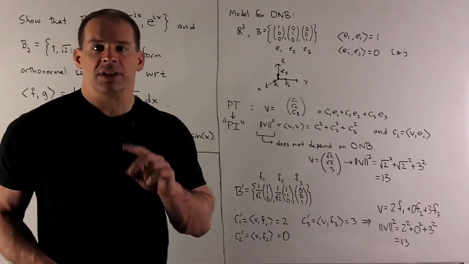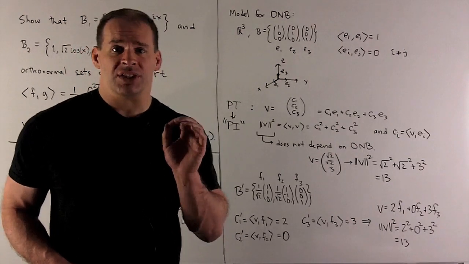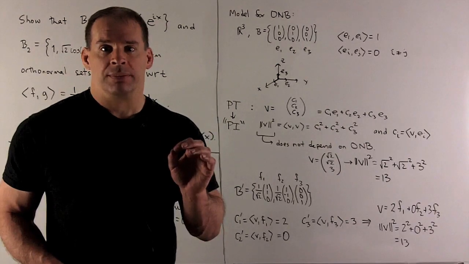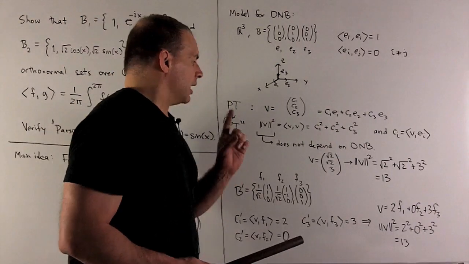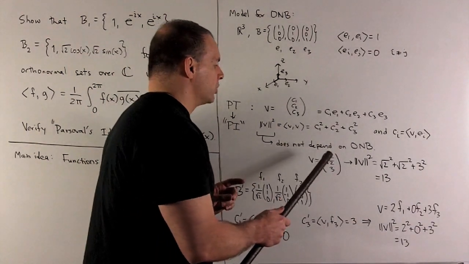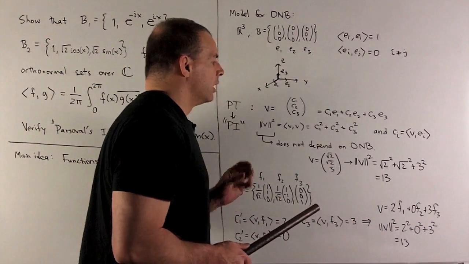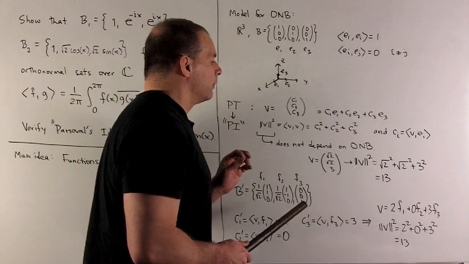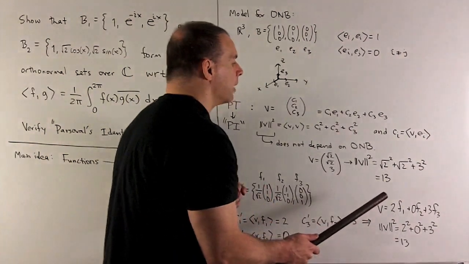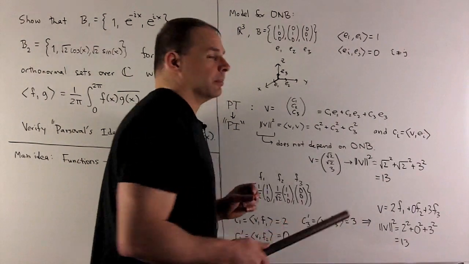Okay, there's nothing special about using the standard unit vectors here. All we need is an orthonormal basis. So, let's take a look at what happens if I use the vector (square root of 2, square root of 2, 3). If I take its length squared, we're going to get square root of 2 squared plus square root of 2 squared plus 3 squared. It's going to give me 13.